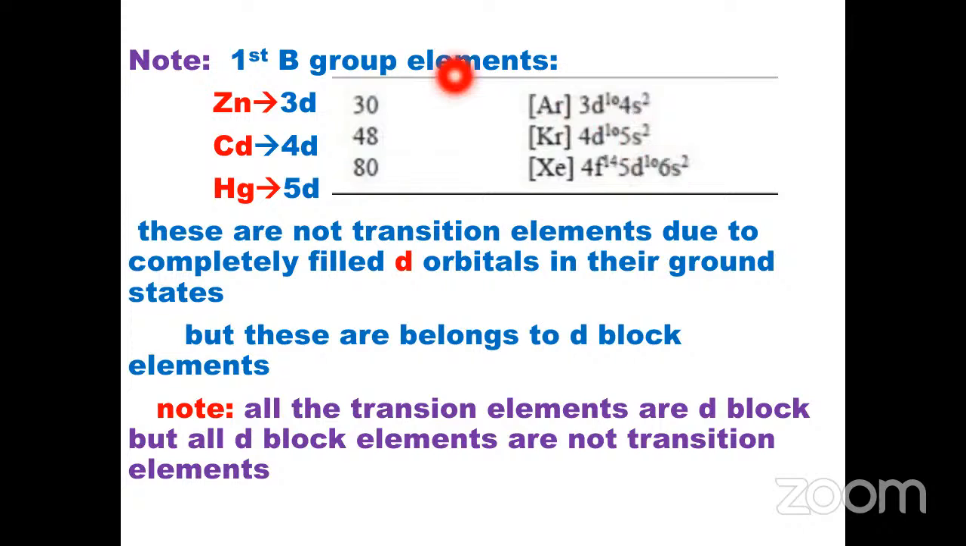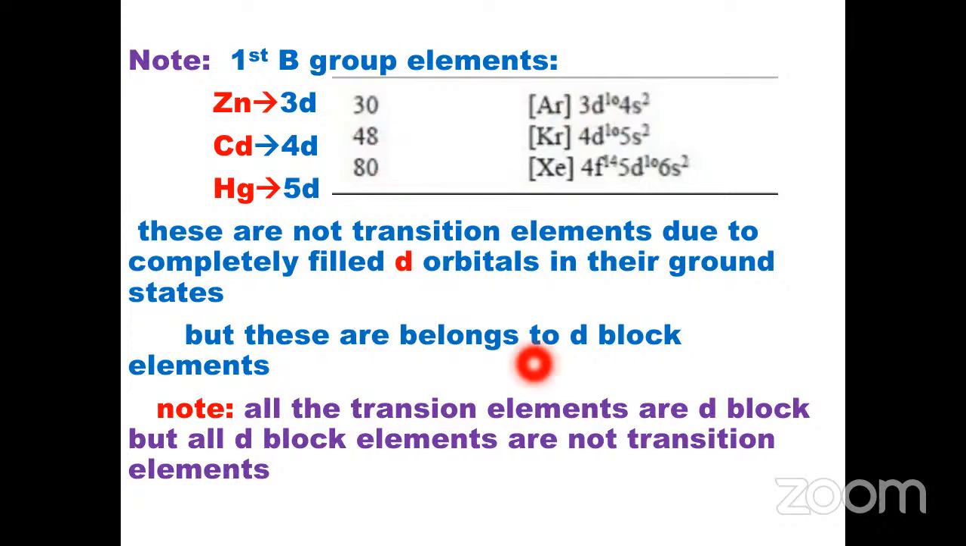The d orbitals of these elements are completely filled, so they do not have even one unpaired electron. So these do not belong to transition elements, but they belong to d block elements, because all these d orbitals are completely filled with electrons.